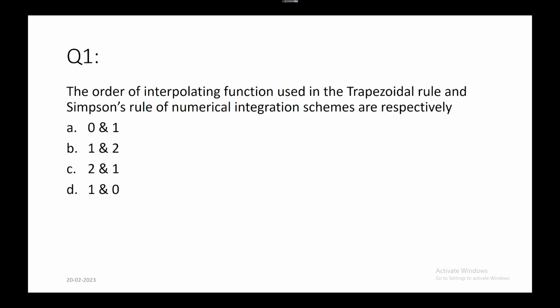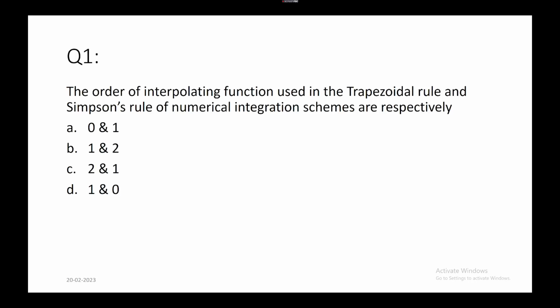There are four options given. Option A is 0 and 1, which means 0 corresponds to trapezoidal, 1 corresponds to Simpson's. Option B is 1 and 2. Option C is 2 and 1. Option D is 1 and 0. Can anybody guess as to what could be the right answer? Any guesses?